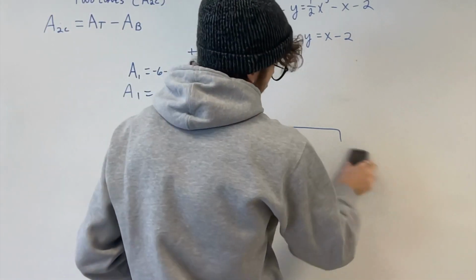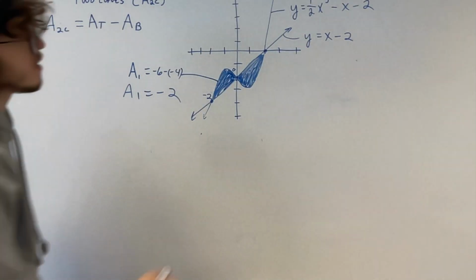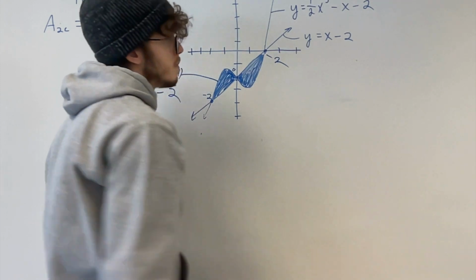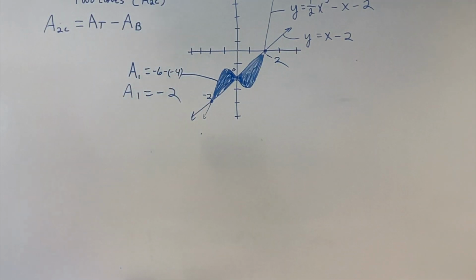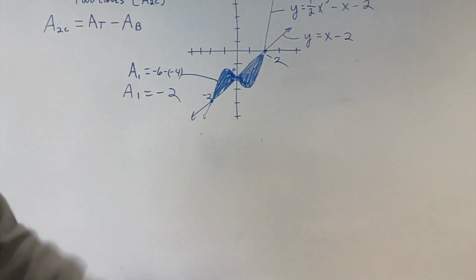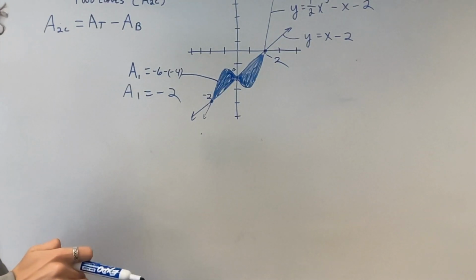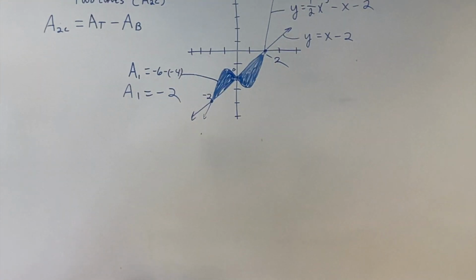Now, I challenge you to find the area of the second one. I'll actually give you the interval. It starts at 0, ends at 2. Sometimes you actually have to find where they intersect to help you find the interval, but in this case, not so much. Okay, so let's go through this here.